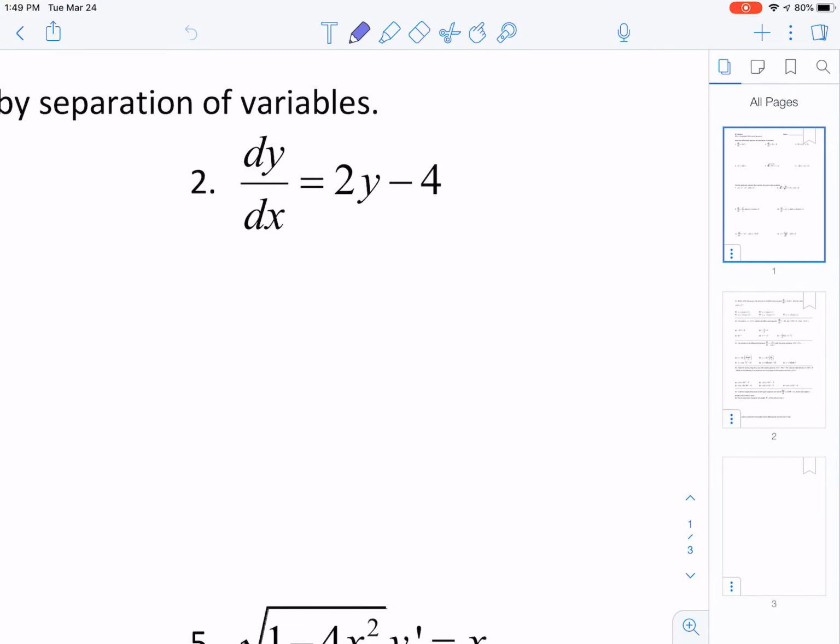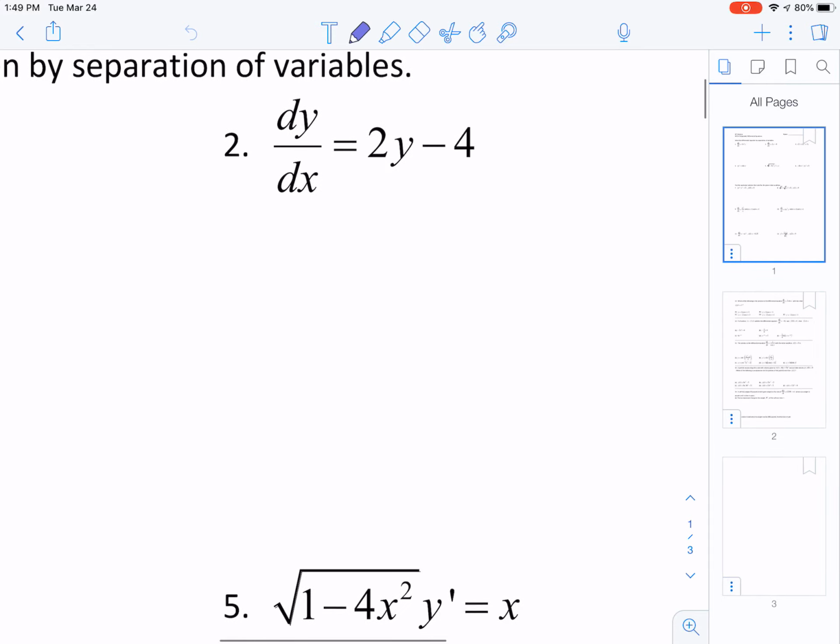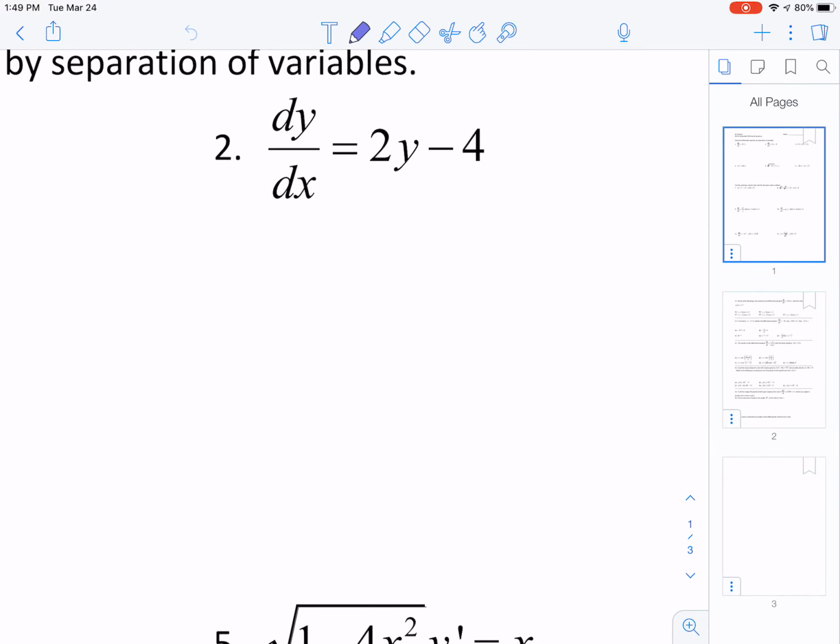Okay, Rashab asked about number 2, so I'm going to do it. It is kind of weird what happens to the logs, and you've got to know some of your log properties and then what happens to the C and stuff like that. So I'm going to go ahead and do this.